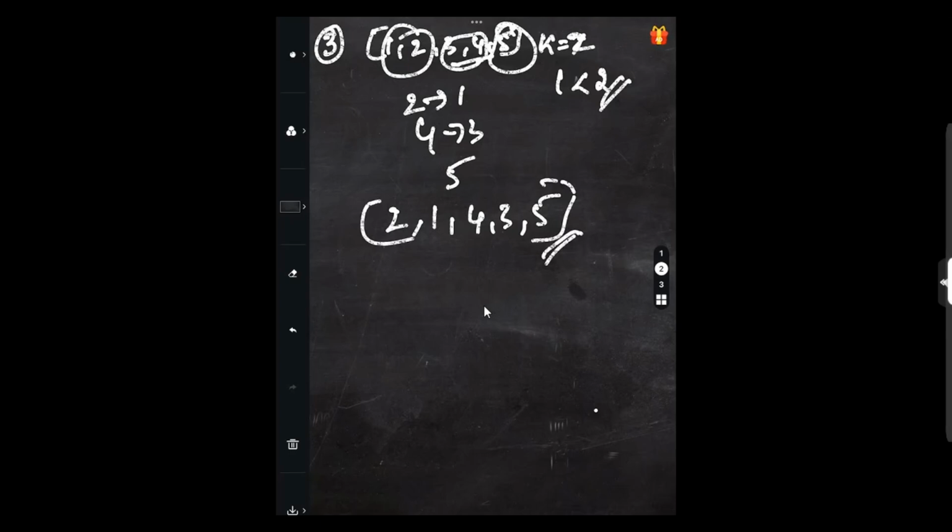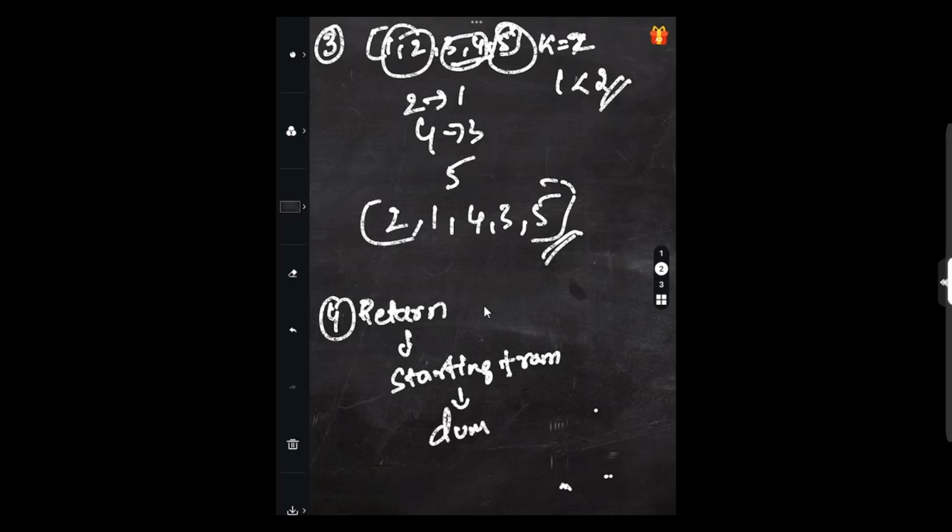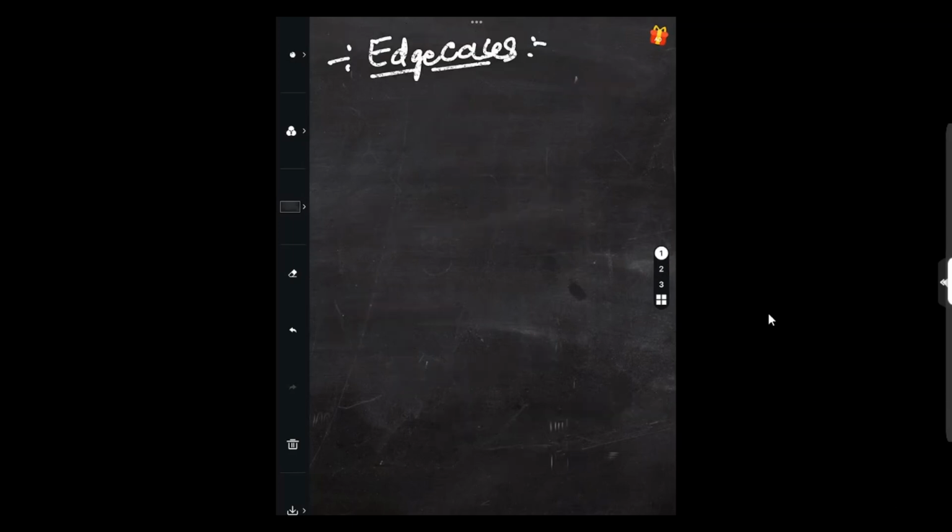Finally, we return the modified list starting from dummy node's next. This is important, so just keep this in mind: we are returning the modified list starting from dummy.next. I hope the approach is completely clear. Now let's discuss the edge cases one by one.